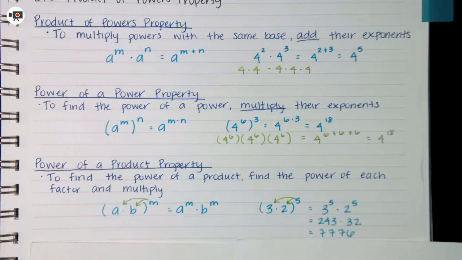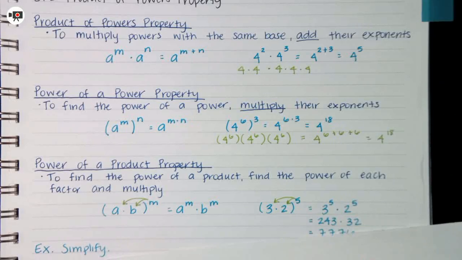This is better to do when we have variables involved. When we have all numbers here, we could follow regular order of operations and get the right answer. But when we have variables involved, like 3 times x, all to the fifth, I could simplify the 3 to the fifth and then have x to the fifth. So let's do a few examples.